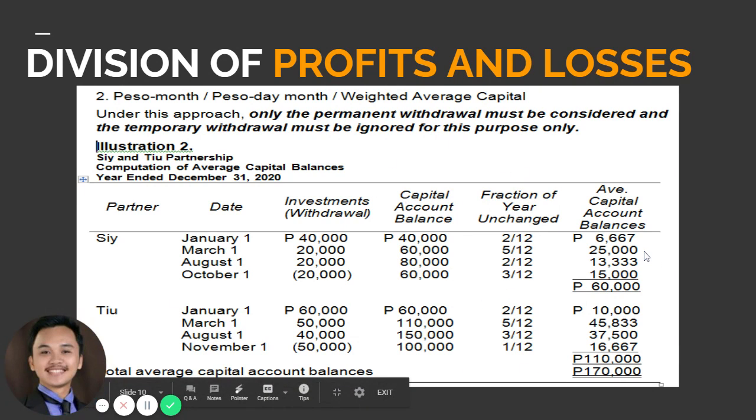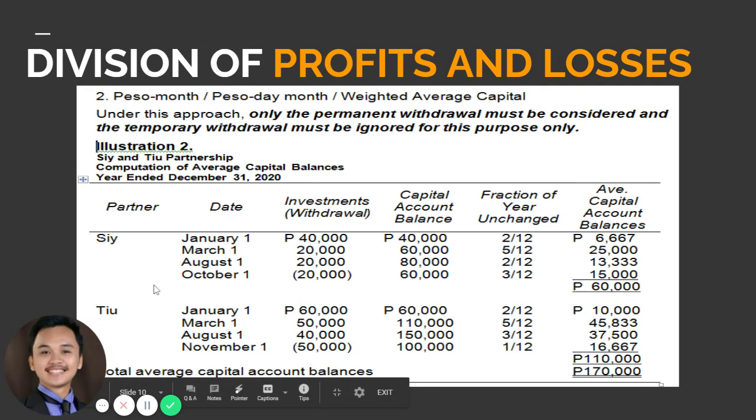I will be presenting two ways to compute your weighted average capital. This one, and I will be presenting an alternative way as well later on. So again, let's have this first. Let's have C and Chu. Assuming that these are the activities that affect C's capital: it has investments, additional investments, and withdrawals, as well as Chu.